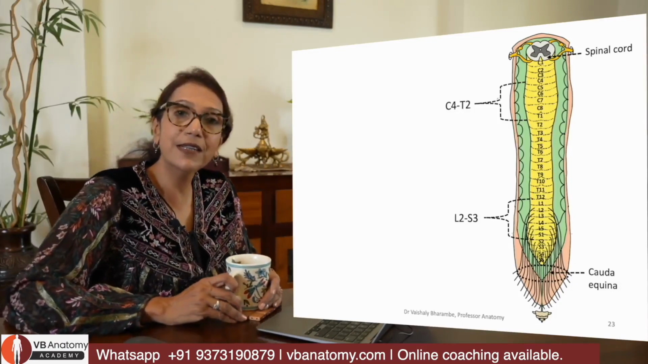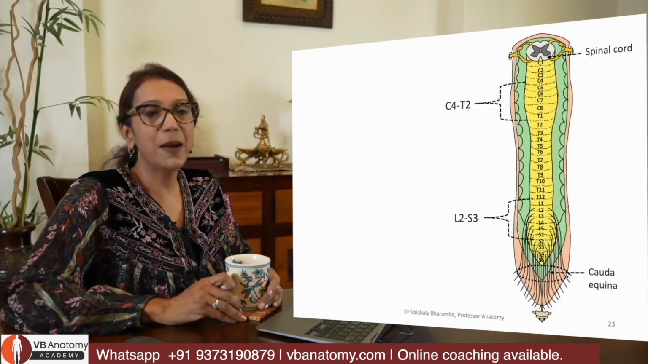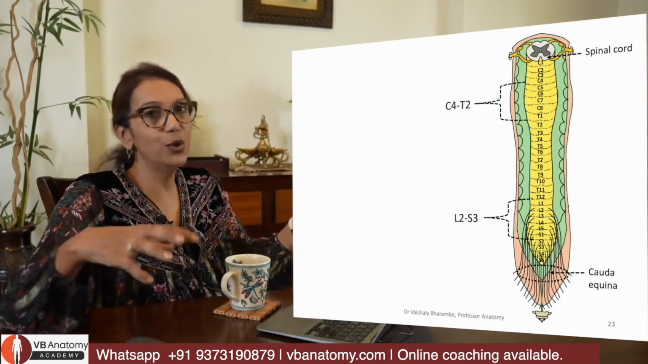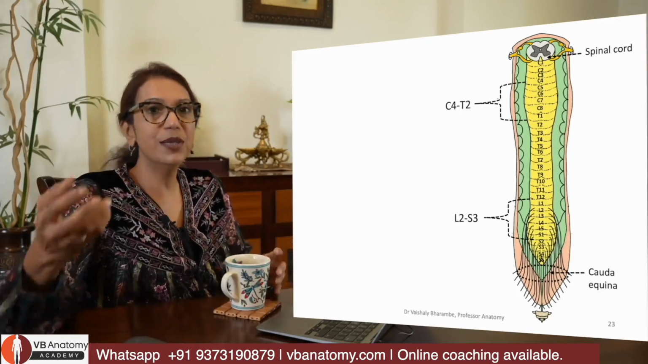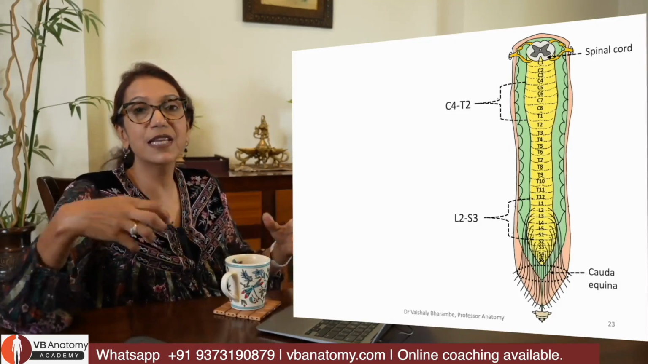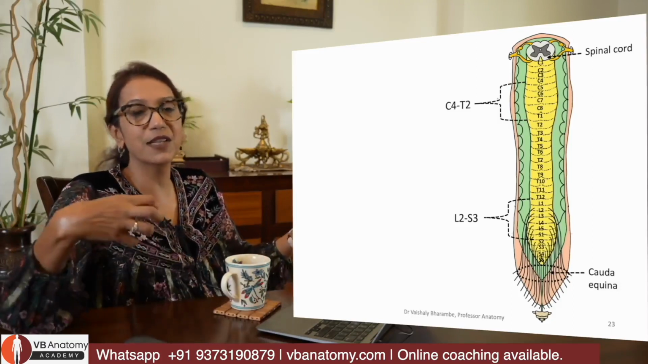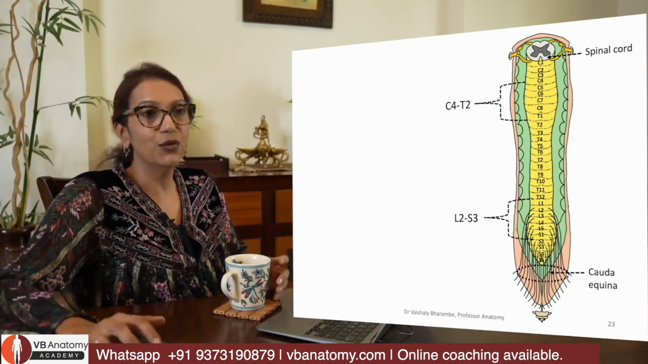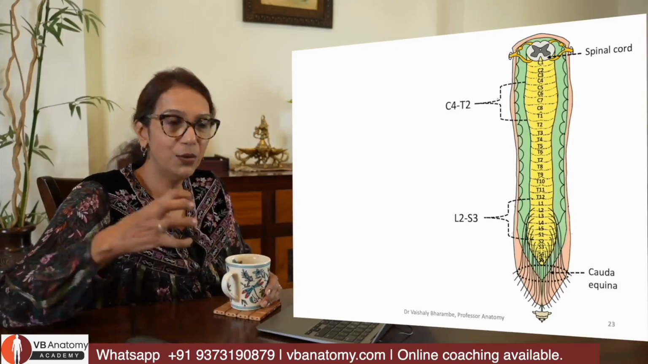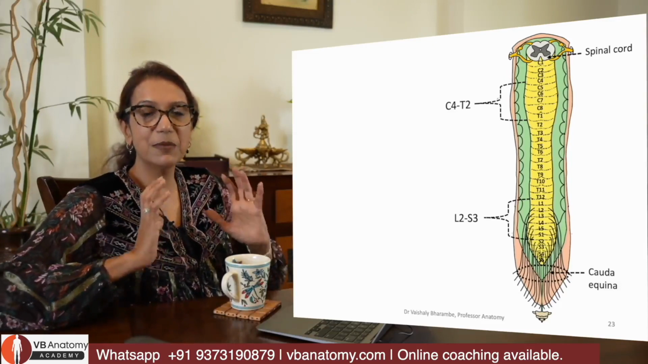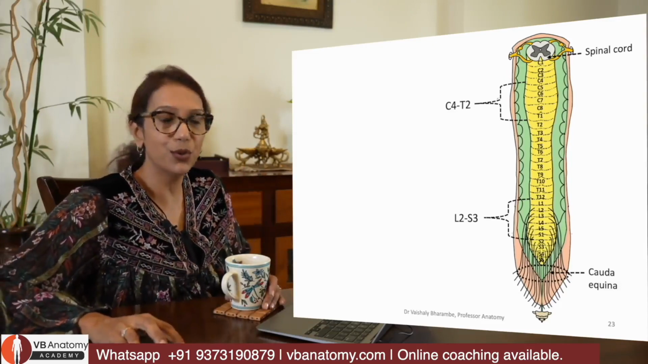Why is there a thickness? See, the spinal cord is going to give rise to nerves. When there is more work, more nerves will have to come out. So in the cervical segment, it gives rise to the brachial plexus. In the lumbosacral segment, it gives rise to the lumbosacral plexus. So to be able to give that many nerves, the spinal cord thickens, makes space for a relevant number of neurons.